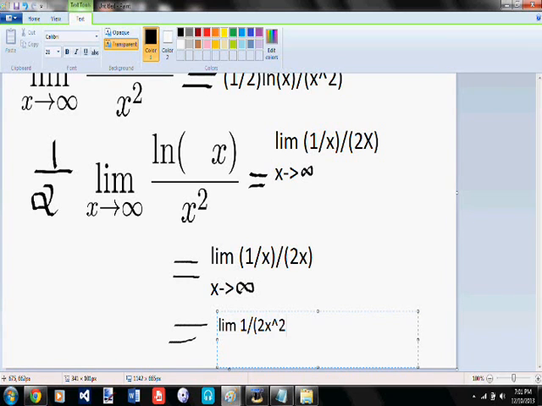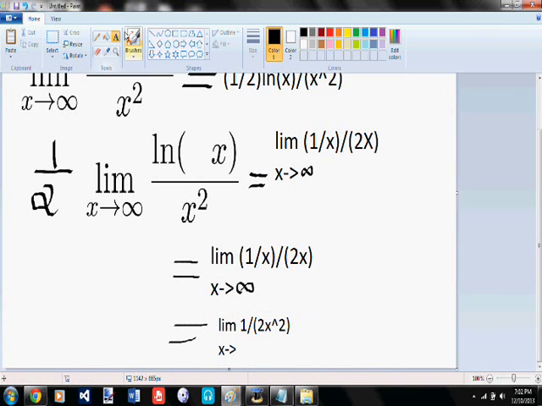Okay. So the limit of 1 divided by 2x squared as x goes to infinity. I was kind of freaking out there because I did this problem earlier and I knew how to do it. And all of a sudden I did not know what to do. I was just having a dumbass moment there.